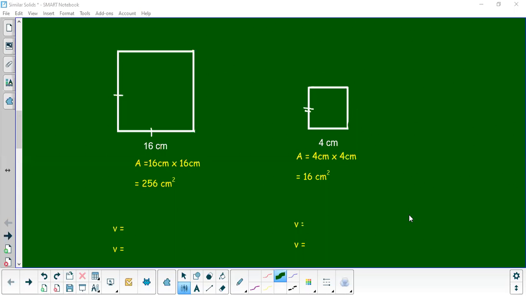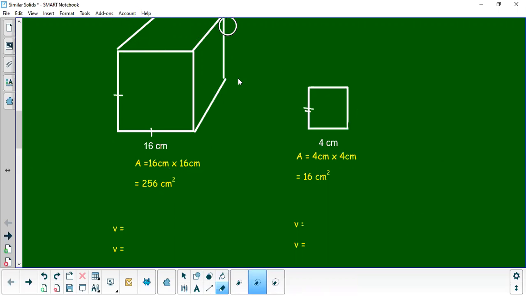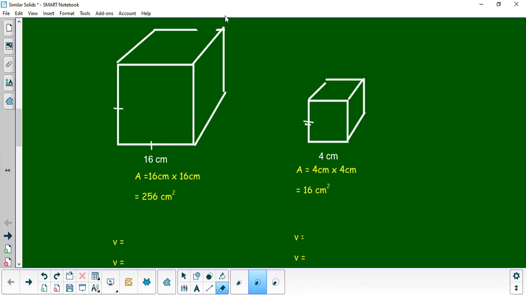Okay, let's continue our study of the similar solids. Now, we did perimeter, we did area. Now, let's say we take these two squares here. Let's turn them into cubes. So if we turn them into cubes, they're going to look like this. So we have cubes here.